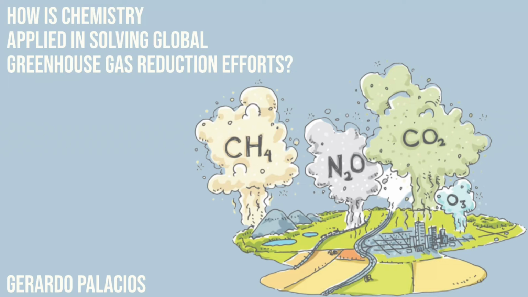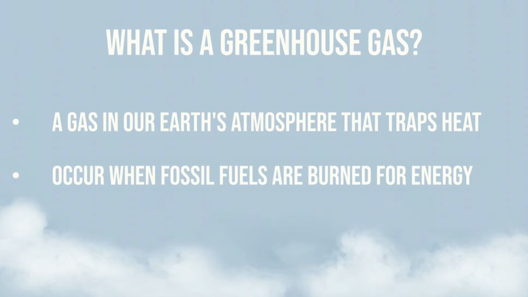Hi everyone, today I'll be discussing how chemistry is applied in solving global greenhouse reduction efforts. Before we dive straight into this, we must first know what a greenhouse gas is. A greenhouse gas is a type of gas in our Earth's atmosphere that traps heat.